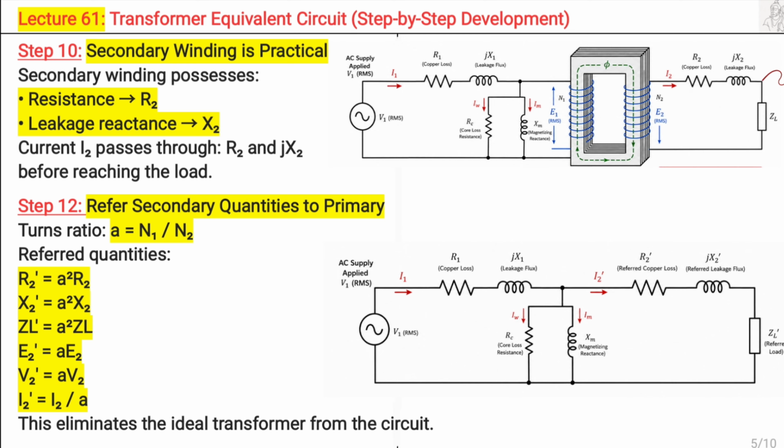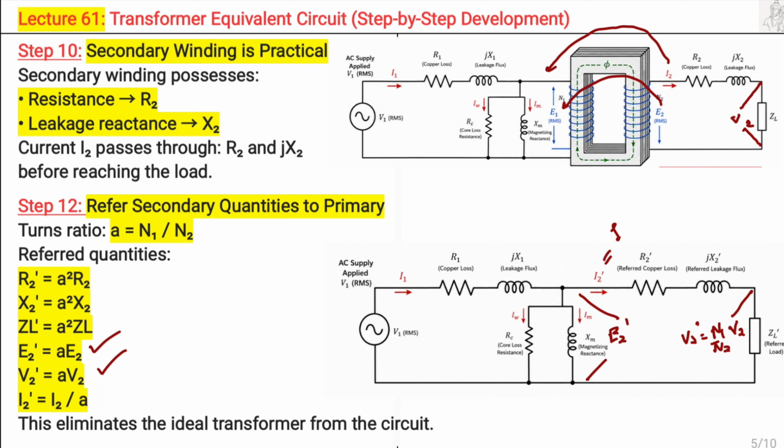Other than impedances, when the voltages are transferred, V2 when referred to primary becomes V2 dash, which is simply equal to N1 by N2 into V2, that is V2 dash is a times V2. Similarly, E2 when referred to primary becomes E2 dash. So E2 dash is equal to a times E2, and I2 when referred to primary becomes I2 dash, but it is a little different. I2 dash is simply I2 divided by a, since the current and voltage turn ratios are opposite in nature.